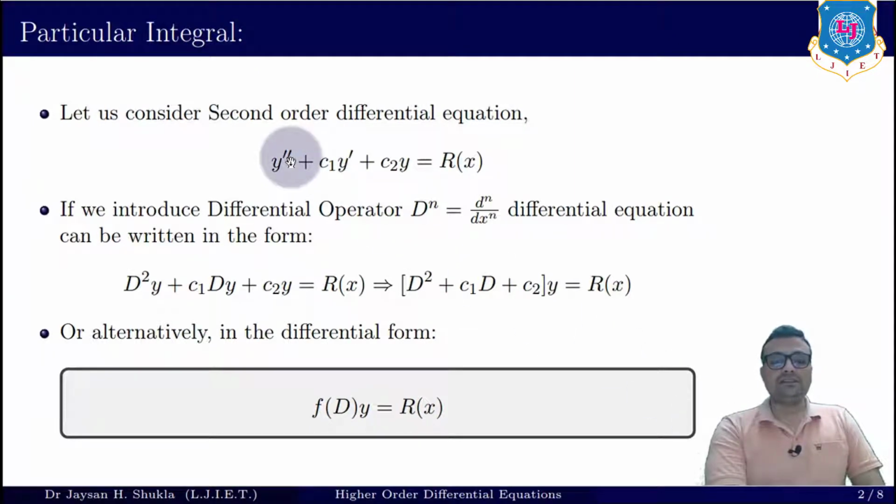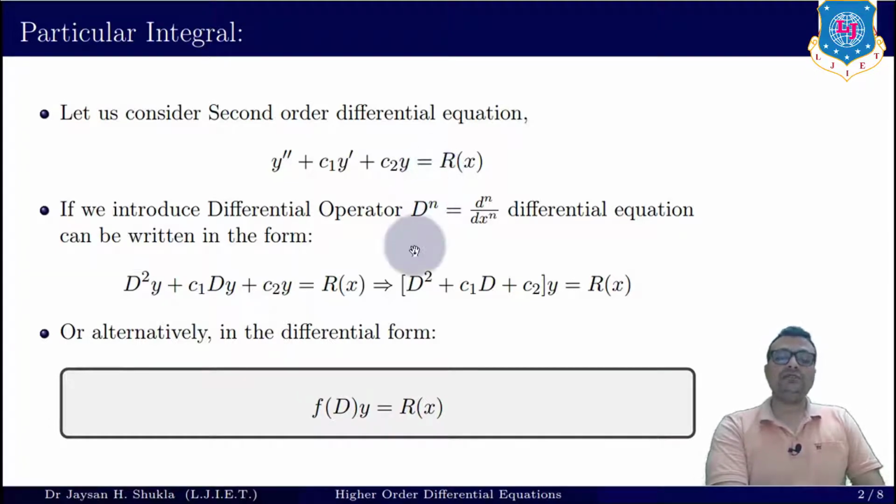As usual, I am considering a second order differential equation for simplicity: y double dash plus c1 y dash plus c2 y equal to R(x). R(x) is an arbitrary function of the variable x. c1 and c2 are arbitrary constants. y dash and y double dash are the first and second order derivatives of y with respect to x. This is our general format of a higher order differential equation. This method is useful in the case of variable parameters or variable coefficients also. That will be our next part.